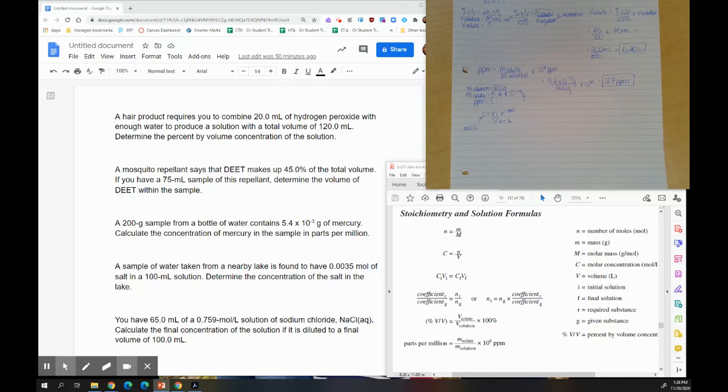So let's look at the next example. It says a sample of water taken from a nearby lake is found to have 0.0035 moles of salt in a 100 milliliter solution. Determine the concentration of the salt in the lake. All right, so again, I've been given a number of moles. I've been given a volume.